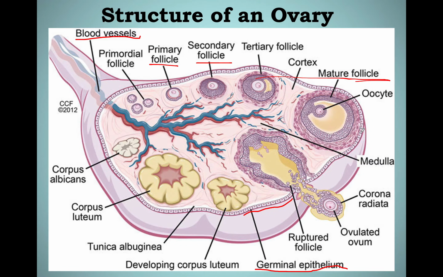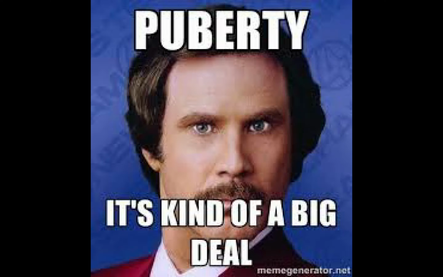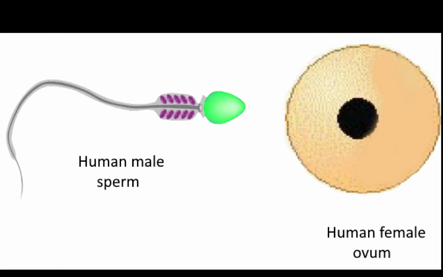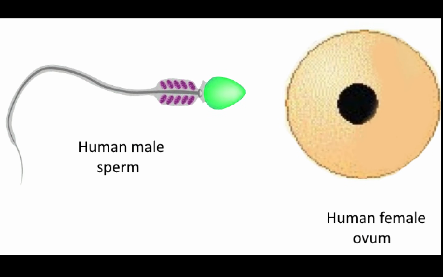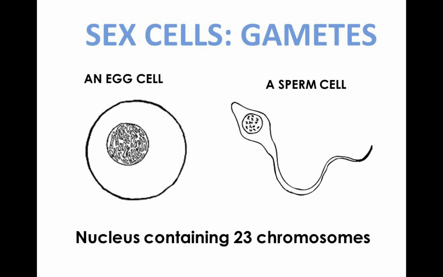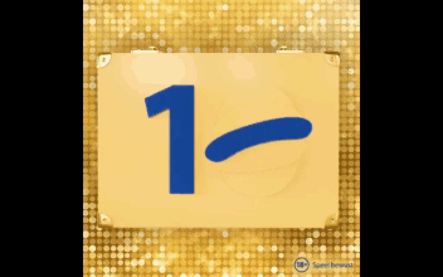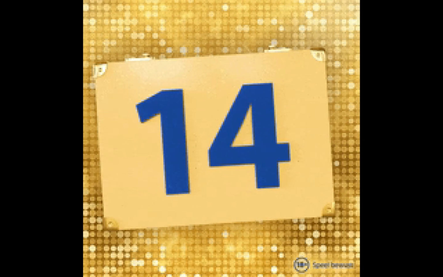Now I'm going to mention a word called puberty. What is puberty, children? Yes, puberty is a time in life when a boy or a girl becomes sexually mature. It is the period during which human sex organs are starting to develop and they are starting to produce gametes, which are sex cells. Now, puberty starts in boys at around the age of 12 years. But girls enter puberty between the age of 10 and 14 years.